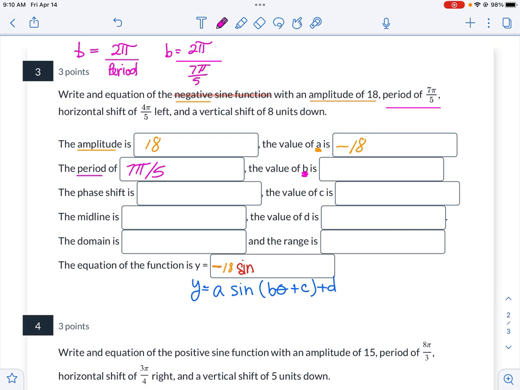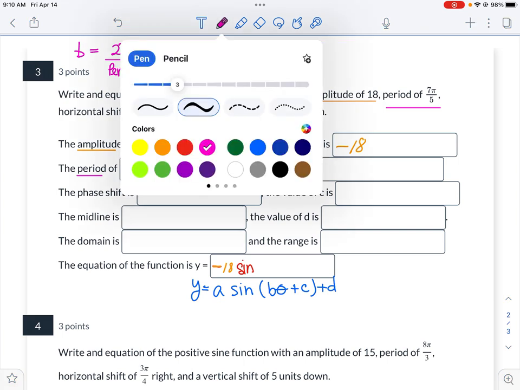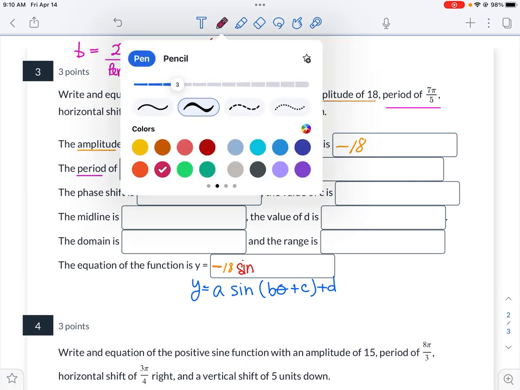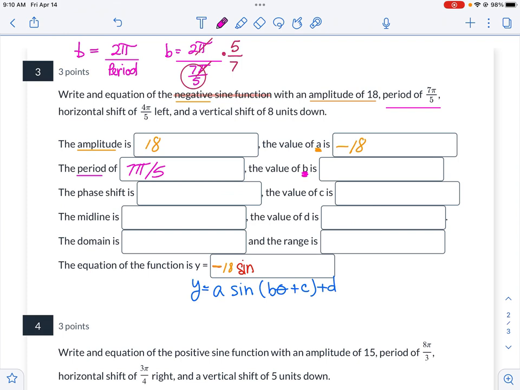7 pi fifths. Now I can put that in my calculator if I want, or if I don't want to do that, I can do it by hand. And if I do it by hand, the pi cancels the pi. And I would take the division by 7 fifths and change it to a multiplication of 5 sevenths. And in which case, I would end up with b is equal to 10 over 7. So right here is going to be 10 over 7.